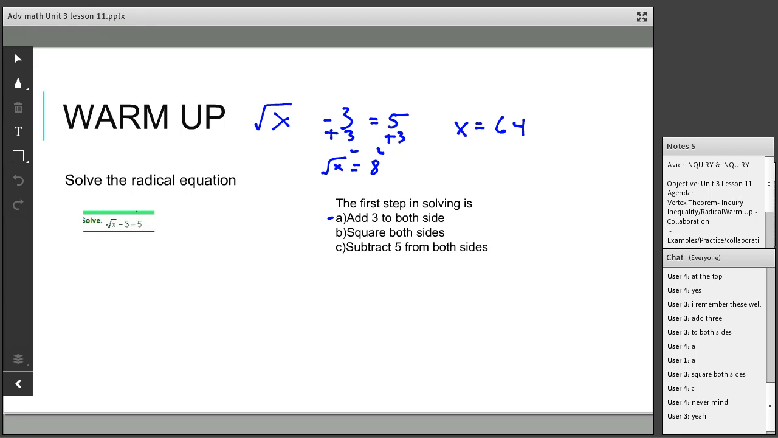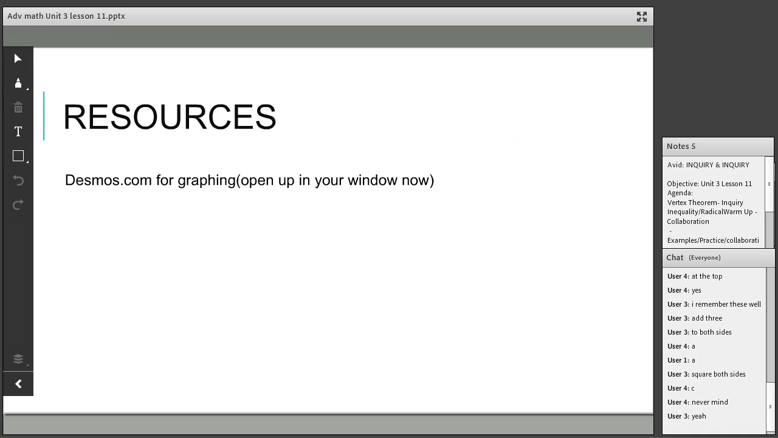So we're going to be working with systems of inequalities today. So we're going to be graphing inequalities, similar to what we did last week for the linear programming. We're going to be working with the vertex theorem today, and we're going to do some radical inequalities. So instead of having an equal sign in our equations that we're going to be working with today, we're going to have an inequality. So if you could open another window and open up your Desmos.com for graphing, like we did last week, let's do that again.